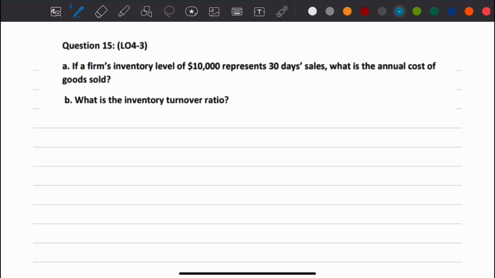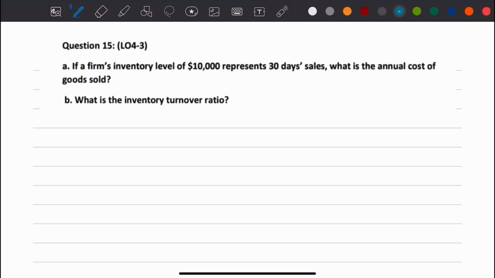In this video, we're going to be looking at problem number 15, so let's read it together. It says, A, if a firm's inventory level of 10,000 represents 30 days sales, what is the annual cost of goods sold? Alright, so the first thing we want to do, the question is telling us that the company is maintaining an inventory level of 10,000, and that represents their average sales for a 30-day period. So from this information, we need to figure out what is the annual cost of goods sold.